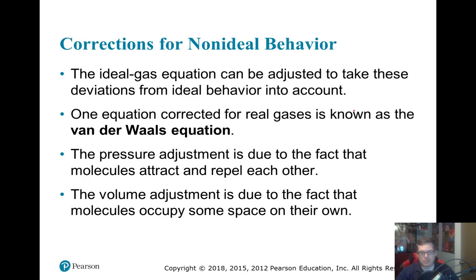Probably the most common one is this one here called the van der Waals equation. It's got two important adjustments. It uses a pressure adjustment to account for the fact that these molecules attract and repel each other. And then it also has a volume adjustment that accounts for the fact that these molecules take up their own space. I'm pretty sure it's the most commonly used one because it's kind of the easiest to use, and it also looks very similar to the ideal gas equation.